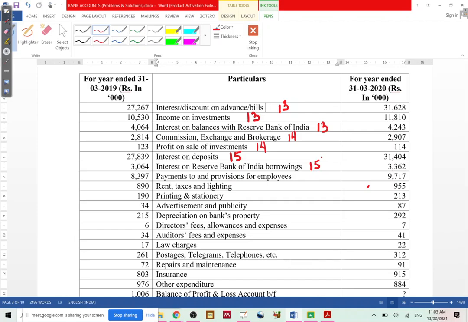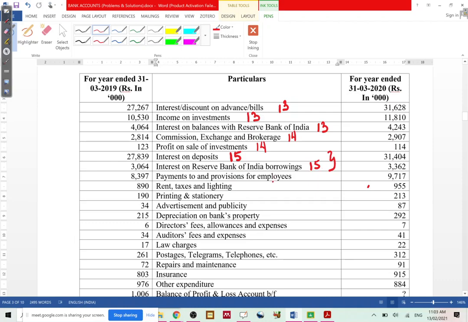Alright, I hope up to this point it is clear. There is a very clear distinction between what is an expense and what is an income for the bank. When the bank accepts deposits from clients, it will pay interest. When the bank takes money from RBI, it will pay interest. So these two will come under 15, interest expended.